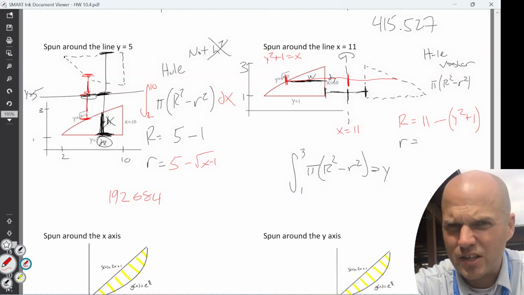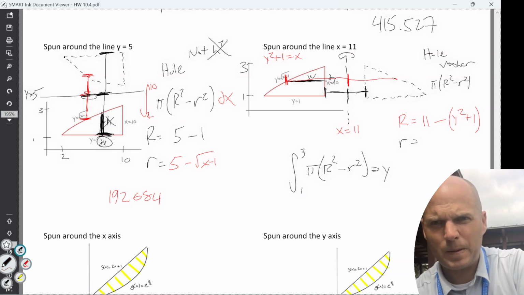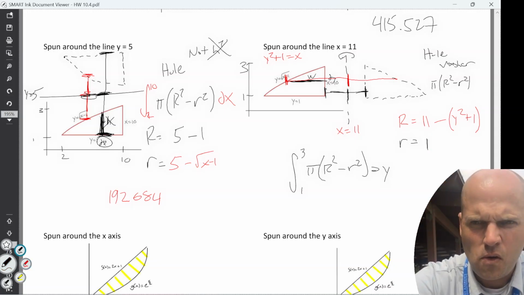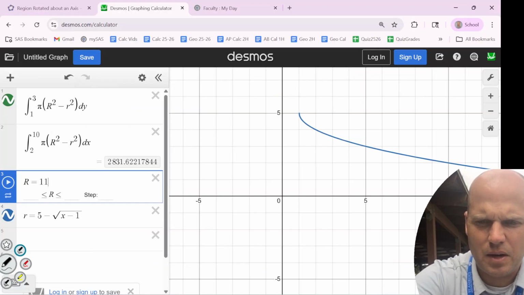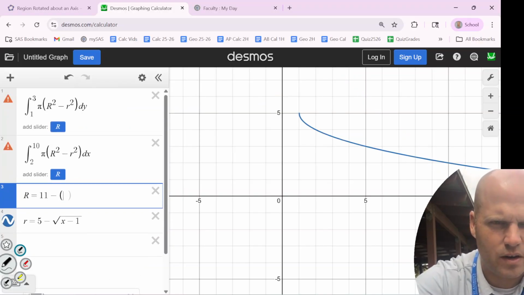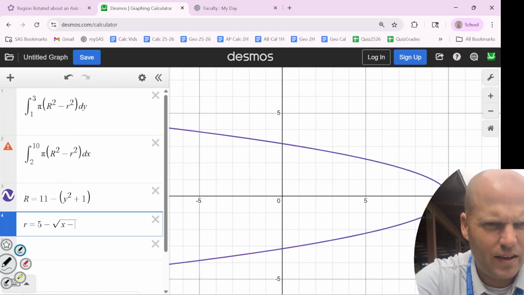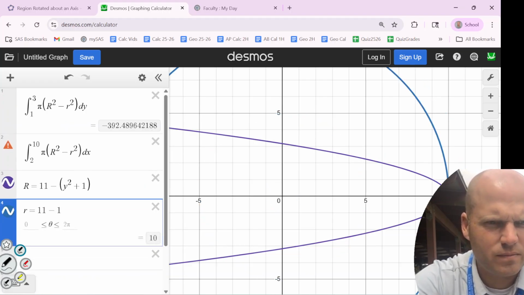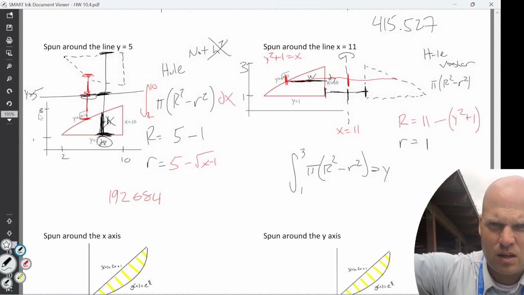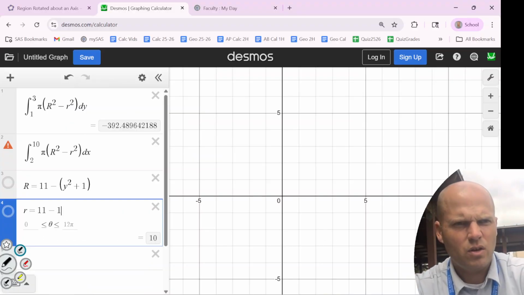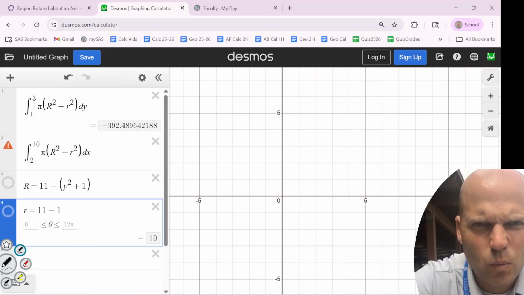The inner radiuses are always going to be 11 minus 1. Cool. So if I change my outer radius to 11 minus quantity y squared plus 1, and the inner radius 11 minus 1, I get from 1 to 3. Why did I make this mistake? Y squared plus 1.